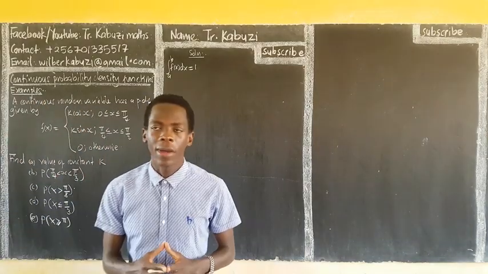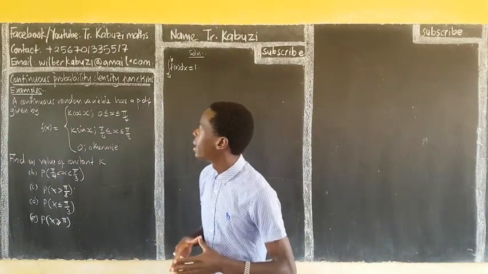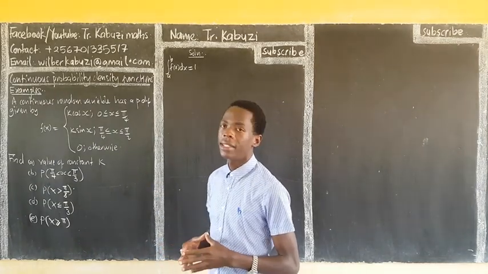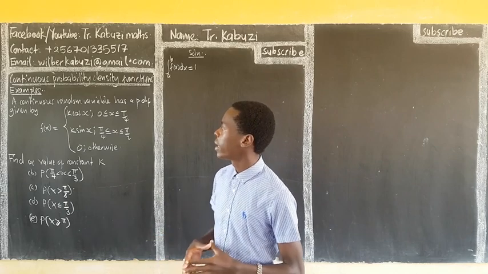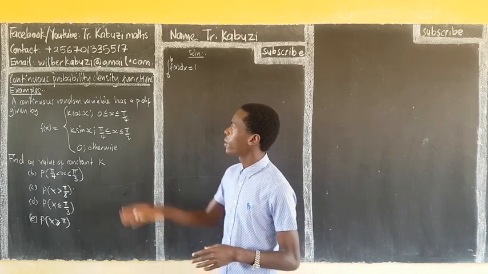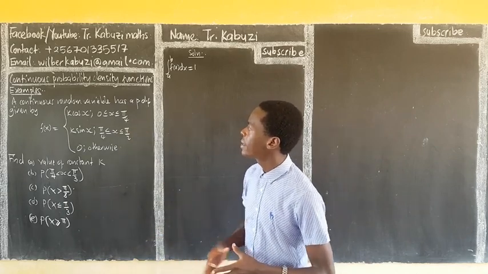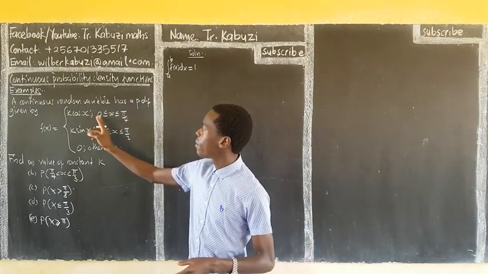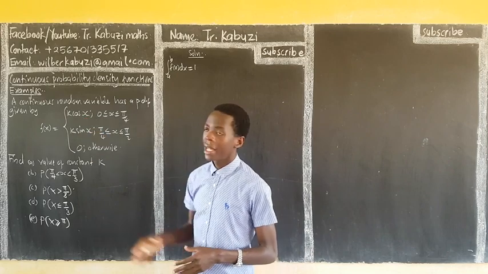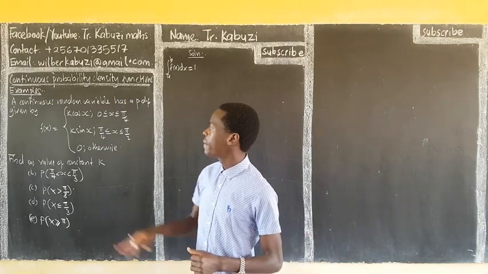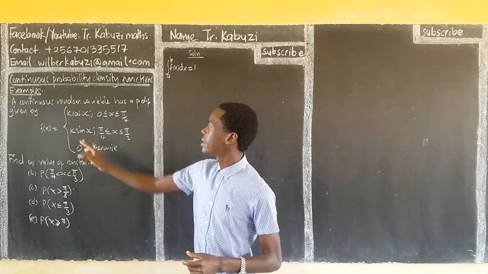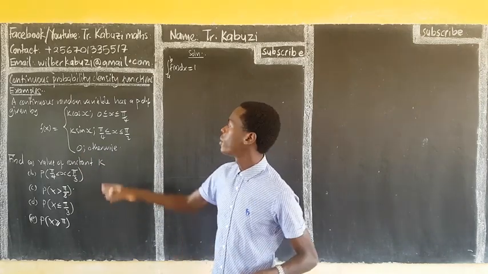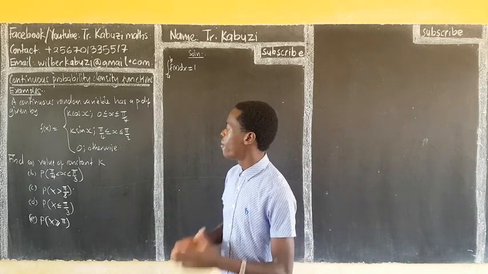Let us see now how we handle probabilities when they involve continuous random variables given in terms of trig functions. A continuous random variable has a p.d.f given by this. This means that for values of x in this range, the p.d.f is this, and for this range, it's this, then 0 for other values of x which are not in this range.